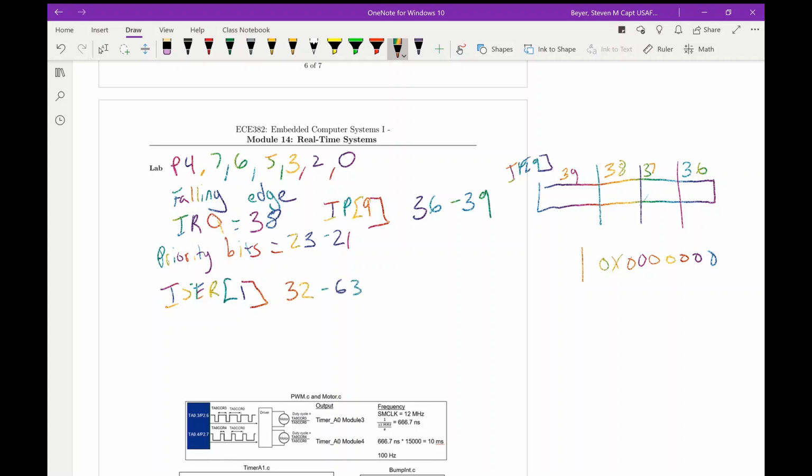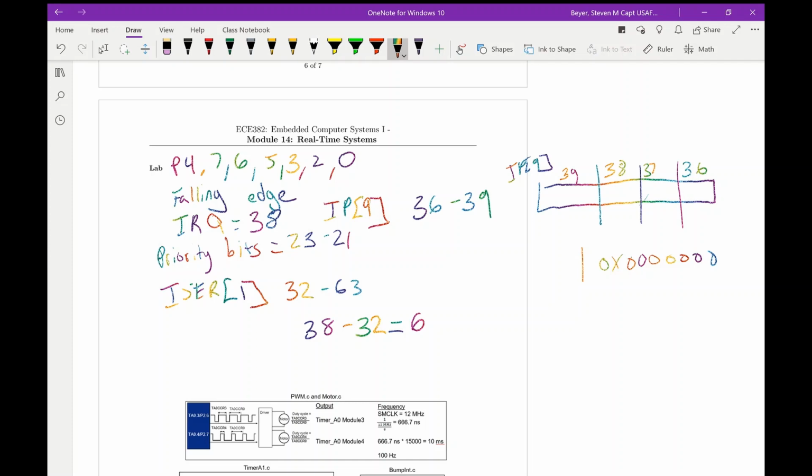So if we take 38 minus 32, that means we have to set bit 6. Okay, so that's what we're going to be doing in the NVIC. So that's those last 2 lines. It's all port 4, so we only need to enable the registers for port 4. All right, so now let's talk about what our interrupt controller is going to do, or our ISR.